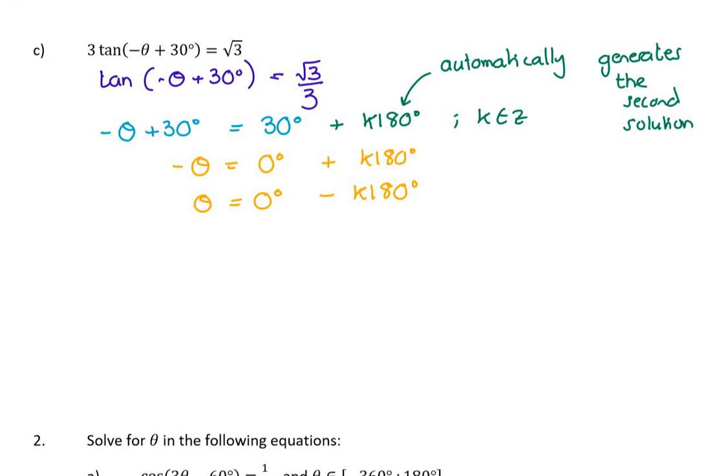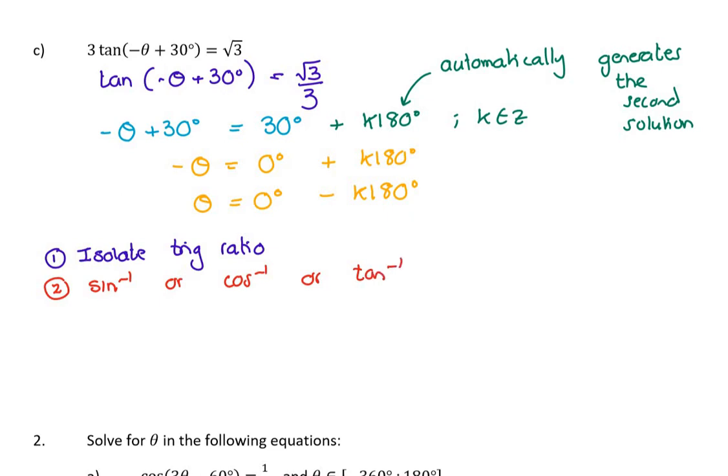So let's just go over our steps quickly. Our first step, isolate your trig ratio. Second step is to either use shift sine or shift cos or shift tan. So whatever equation you're doing, you need to work backwards from the ratio to the angle. Our third step is to set up the second solution. So I'm just going to say set up both solutions. So don't solve either one of them, set up both first.